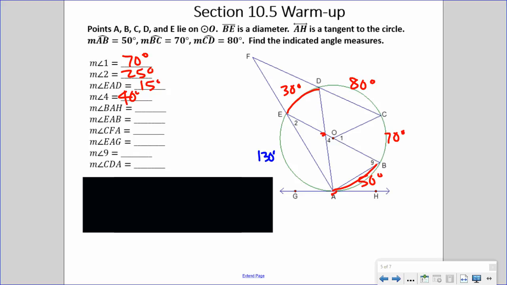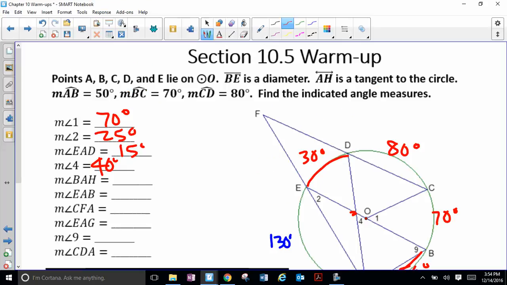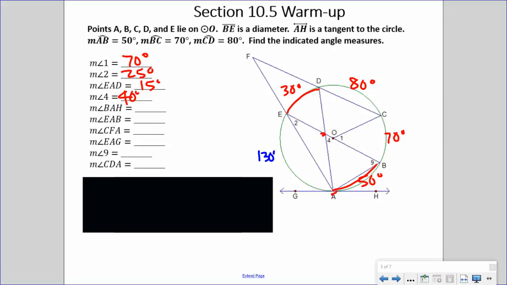Okay. Then we have angle BAH. BAH is this angle here. The vertex is on the circle. So its arc we take, which is 50, divided by 2. So that's 25 degrees.